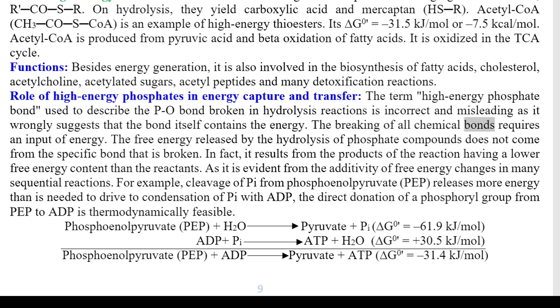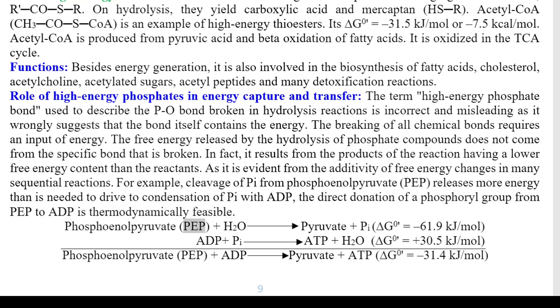The breaking of all chemical bonds requires an input of energy. The free energy released by the hydrolysis of phosphate compounds does not come from the specific bond that is broken. In fact, it results from the products of the reaction having a lower free energy content than the reactants, as is evident from the additivity of free energy changes in sequential reactions. For example, cleavage of Pi from phosphoenolpyruvate, PEP, releases more energy than is needed to drive the condensation of Pi with ADP. The direct donation of a phosphoryl group from PEP to ADP is thermodynamically feasible.